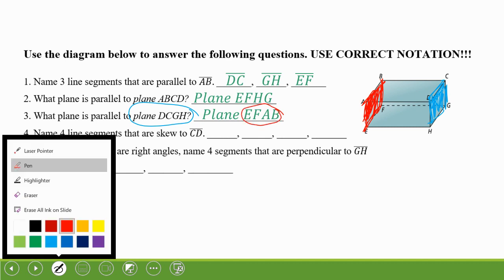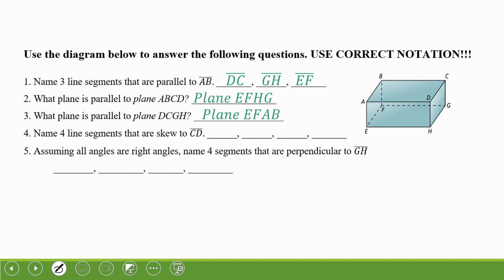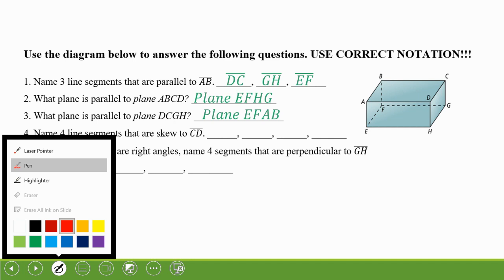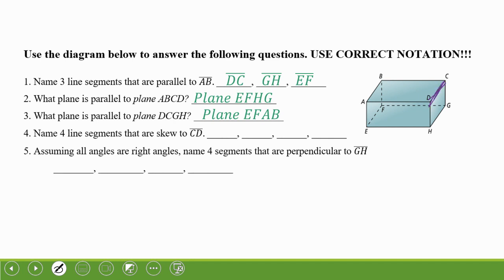Okay, the next one I'll slow down a little bit because this is new. Name 4 segments that are skew to CD. So I'm going to start by highlighting CD, right? And you'll notice it was one of our parallel lines up here. So you're not going to use any of these. All 4 of those are parallel, so we know those are wrong. And you cannot use any segments with D or with C because that would mean they intersect.